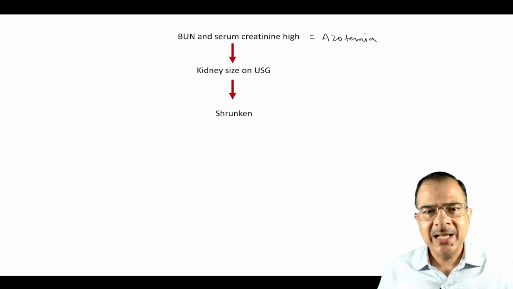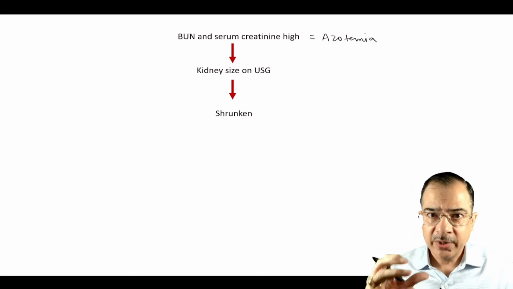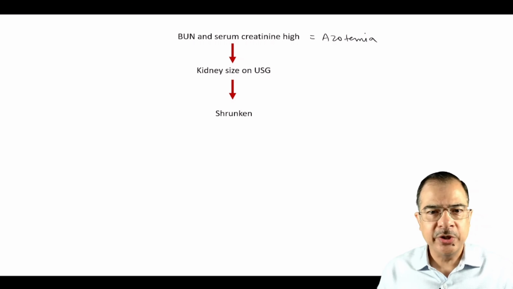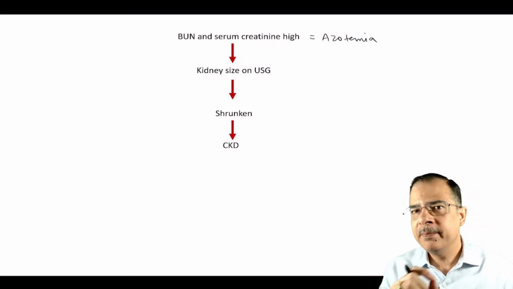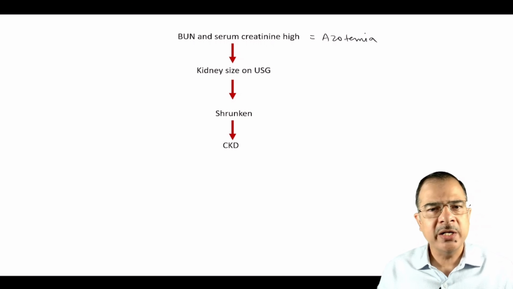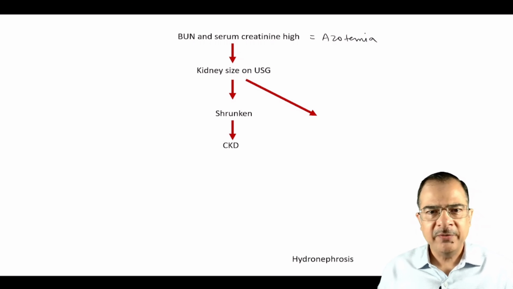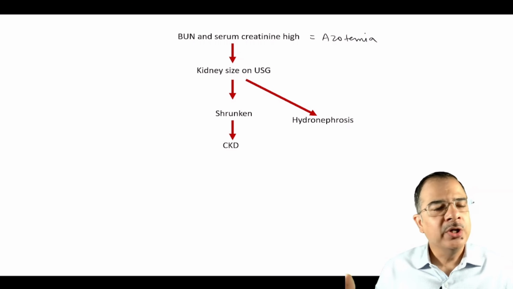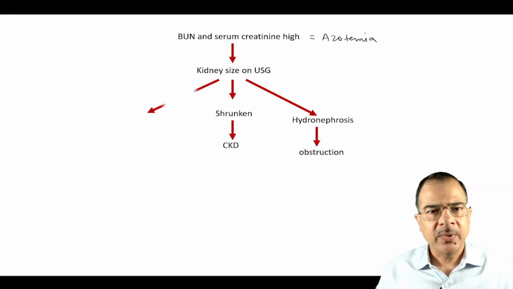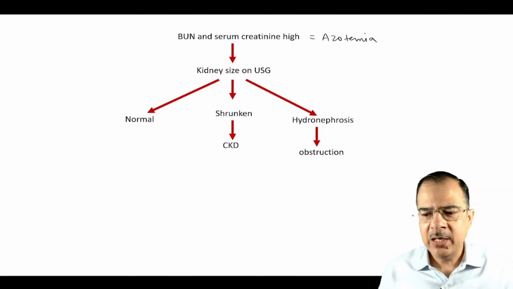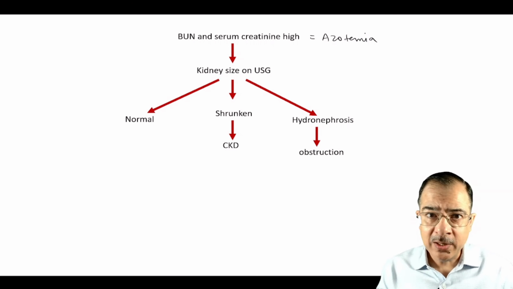If the kidney size is shrunken, it means it is a chronic process. Due to the fibrosis, kidney size has reduced. So it is a case of CKD. Simple step: ultrasound, bilateral shrunken kidney, CKD. While if the size is increased, this is hydronephrosis, so it is due to bilateral obstruction. While if the kidney size is normal, then it could be a pre-renal cause or intrinsic AKI.